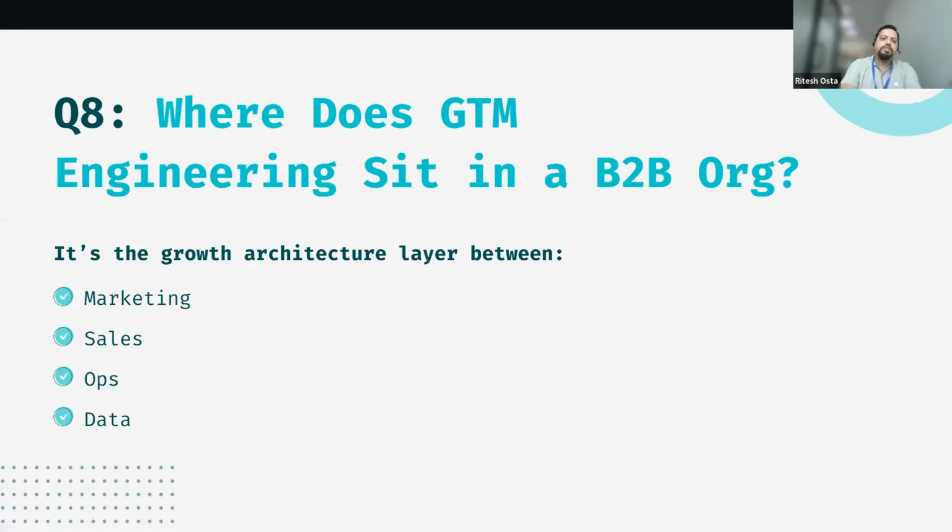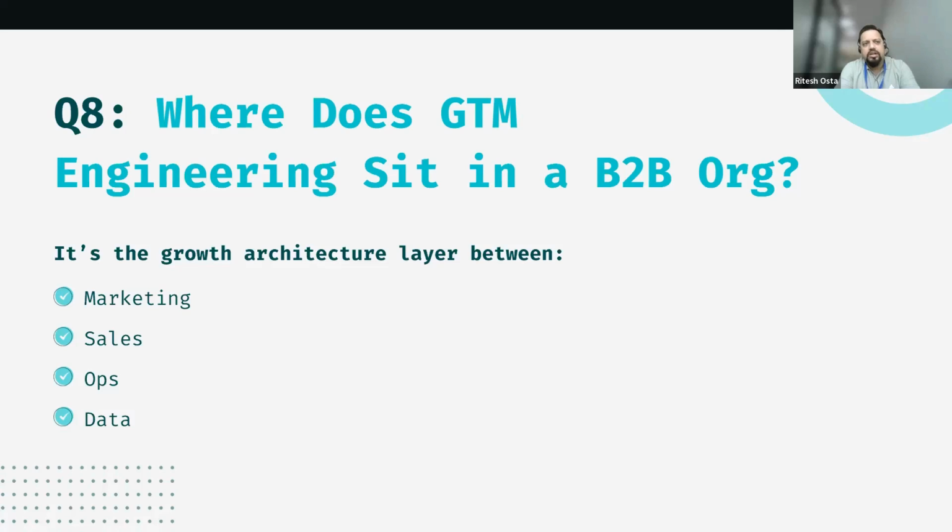All right. So where does GTM engineering sit in the B2B org? That's an interesting question. Okay. Technically, it can sit in any layer. It can sit in the marketing layer. It can sit in the sales layer. It can sit in the ops layer. It can sit in the data layer. And I think a large organization will need multiple GTM engineers working together with the revenue team, with the product marketing team, with the data analytics team. And then, there needs to be a GTM strategist sitting on top of it.